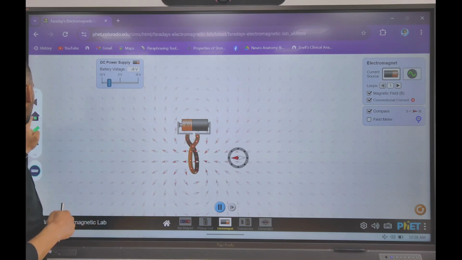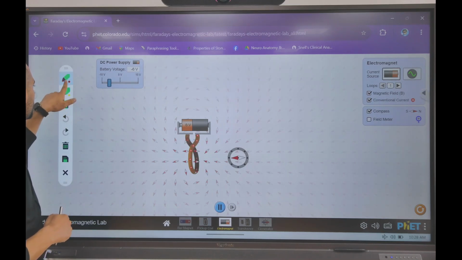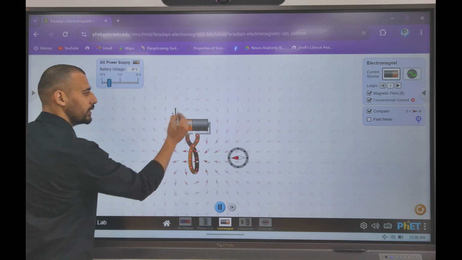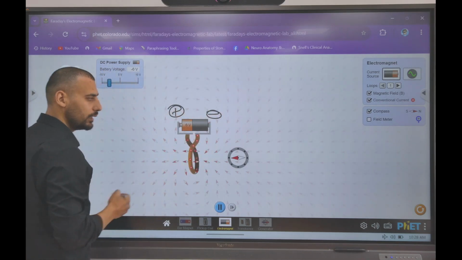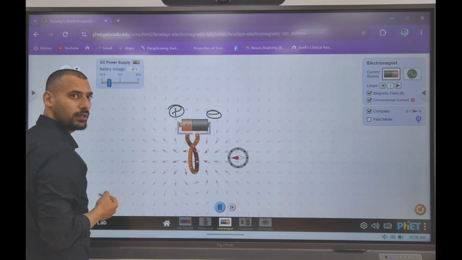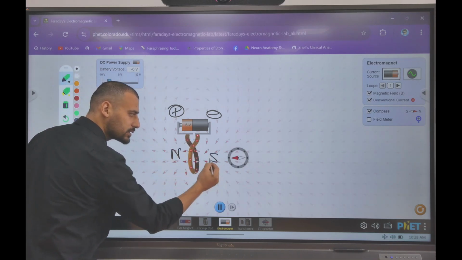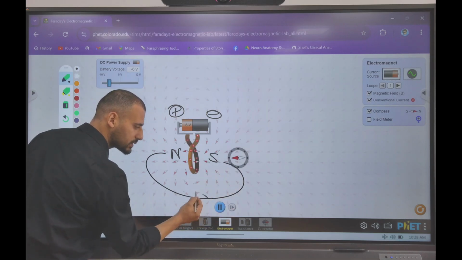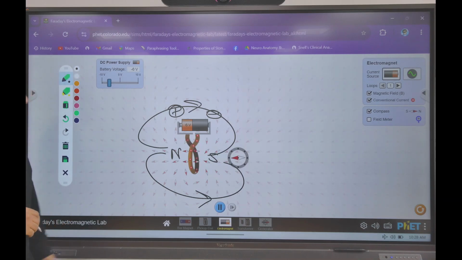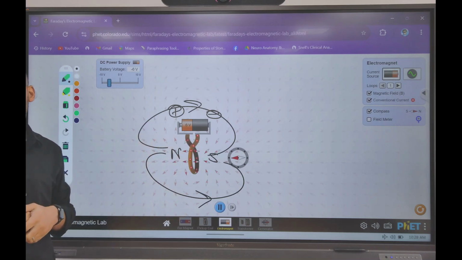So what is happening, see? This is the positive end and this will be the negative end, okay? Now the current is flowing something like this. So when the reverse happens, now this is the north pole and this is the south pole. So the magnetic field has reversed, see? When the magnetic field has reversed, we have changed the polarity of this magnet.